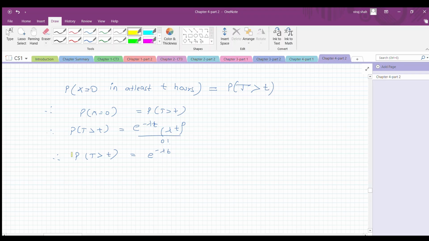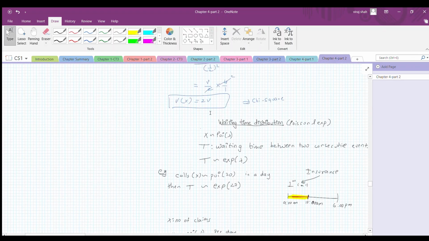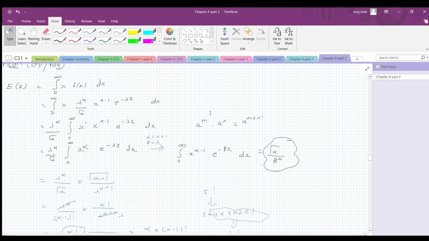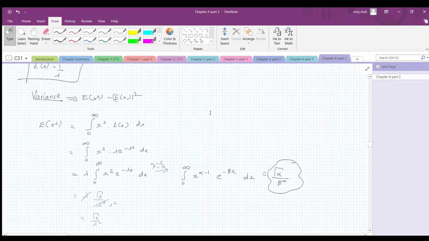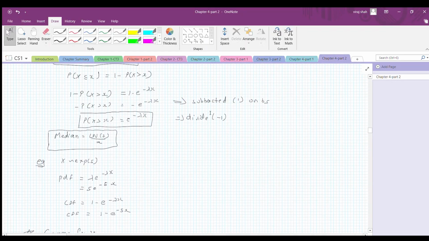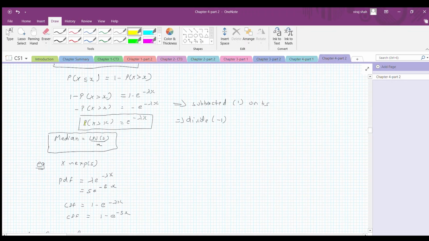If you see this, and what did I write for the probability of X greater than x under the exponential part? It is exactly the same. See this? It is exactly the same. So let me just copy paste this.